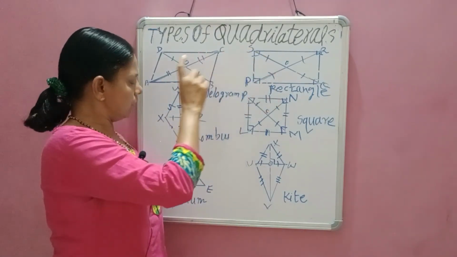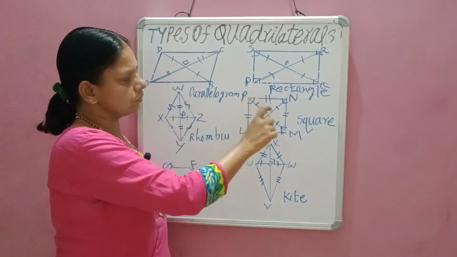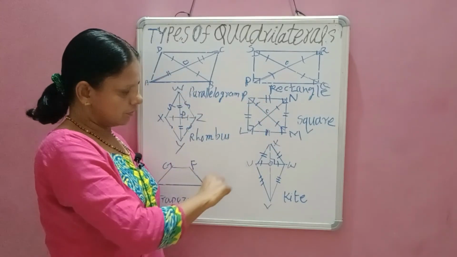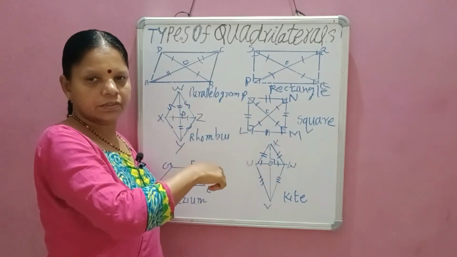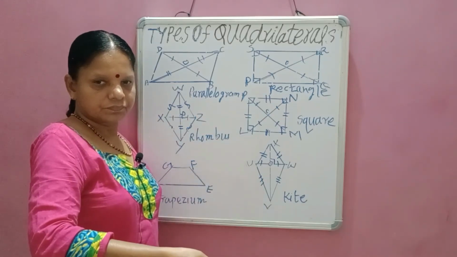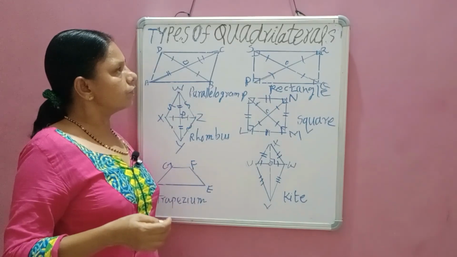Parallelogram, rectangle, rhombus, square, trapezium, kite and their properties. Clear? That is all about today's lesson.